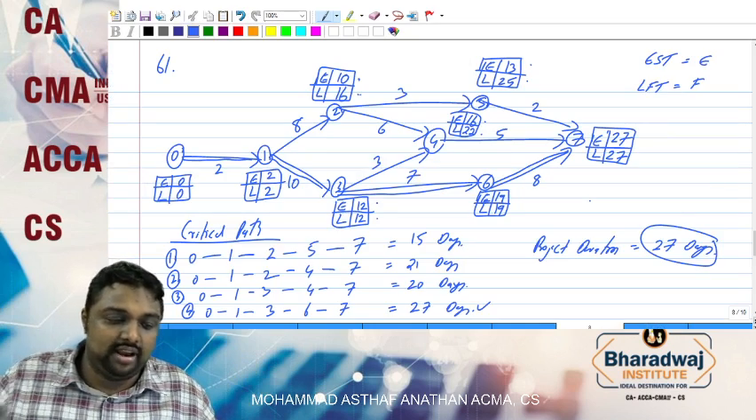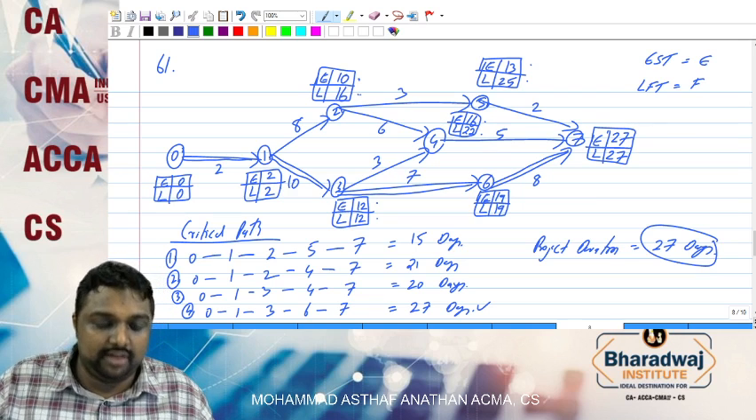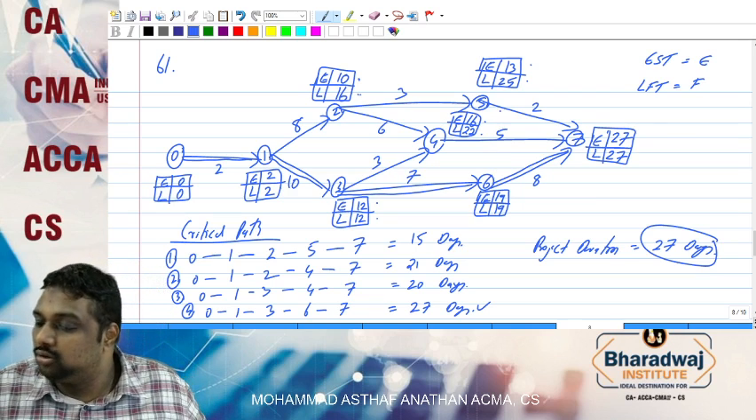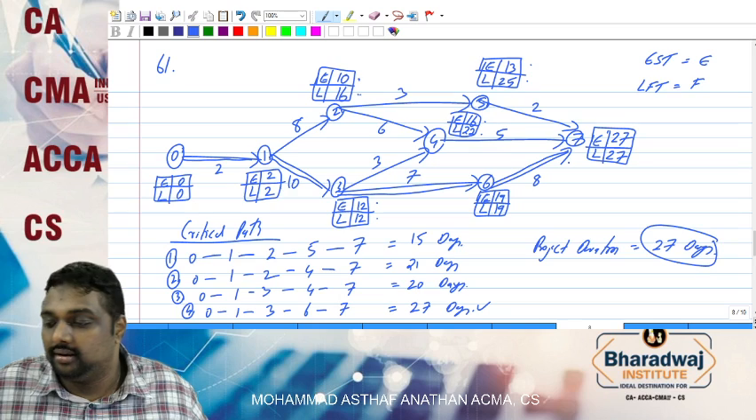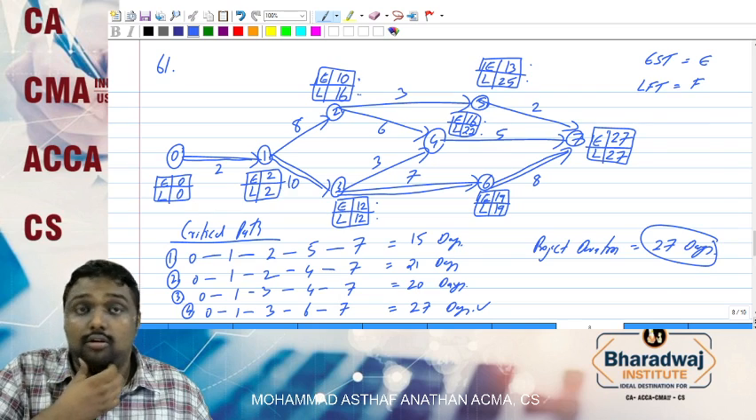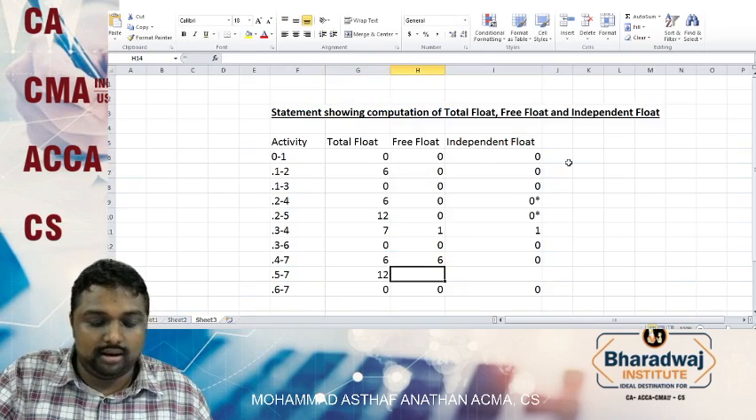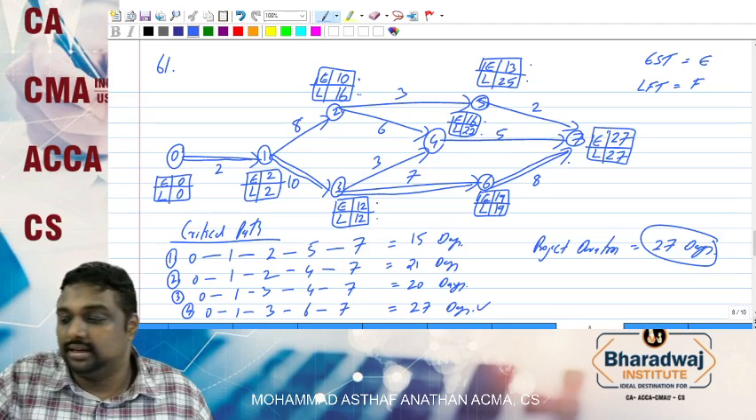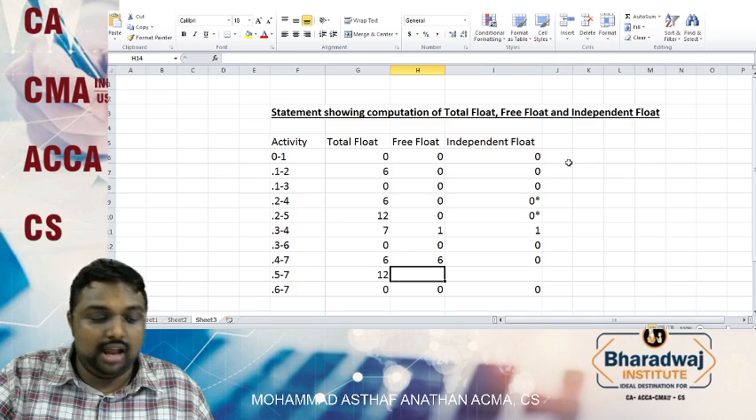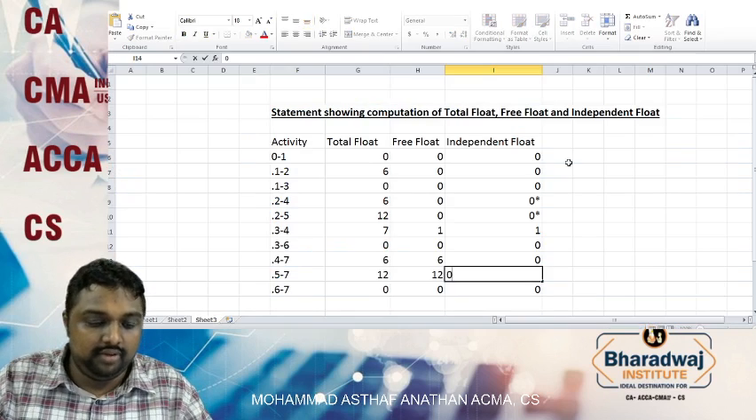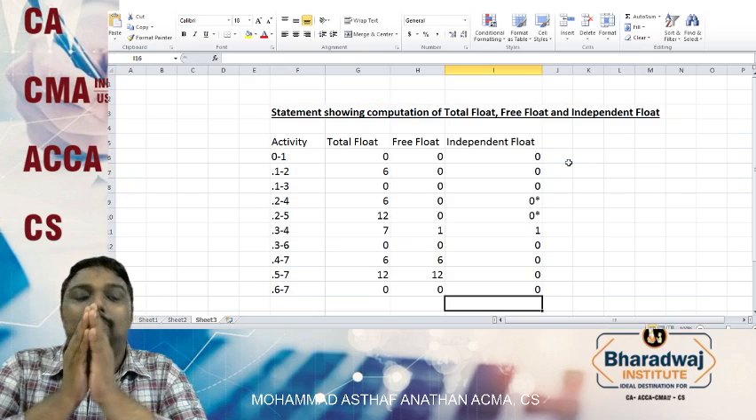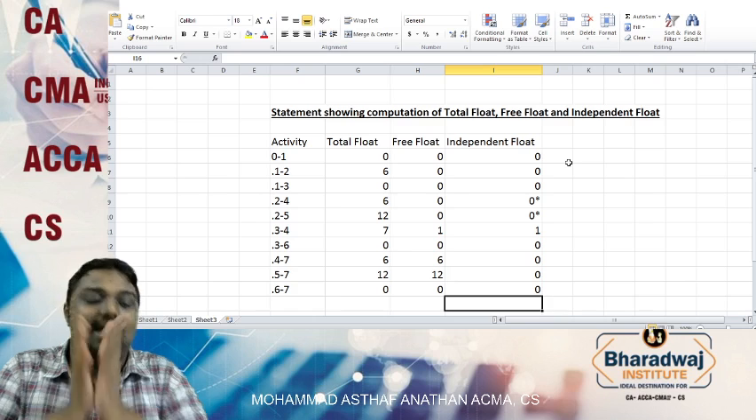Now 5 to 7. How will it be for 5 to 7? We have 5 to 7. So 27 minus 13. We will have 14. 14 minus 2. We will have 12. Again 27 minus 13. We will have 12. Next 27 minus 25. We will have 0. We have completed the entire answer. Full answer is with you.